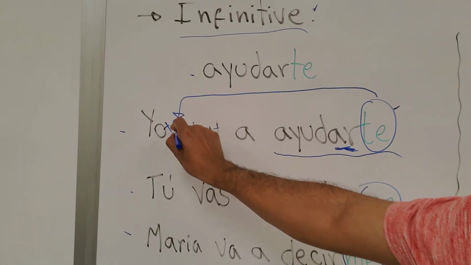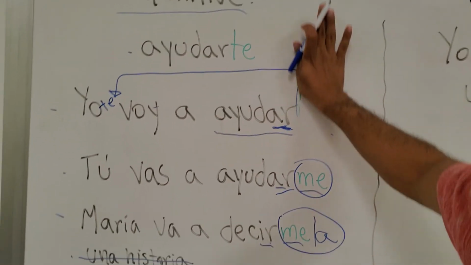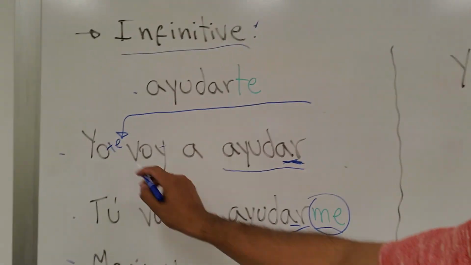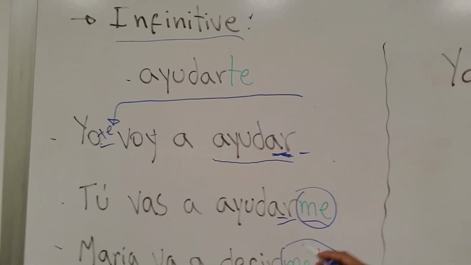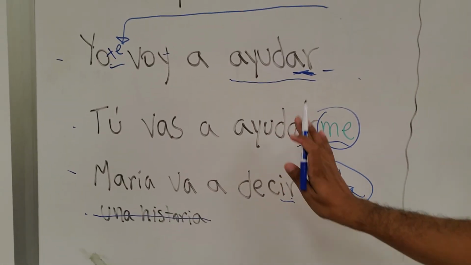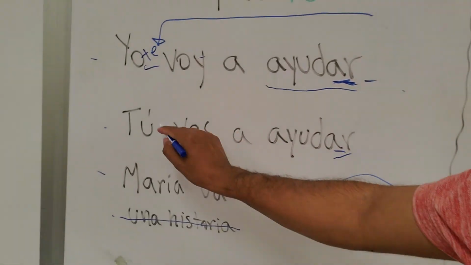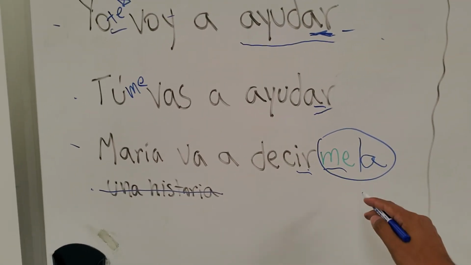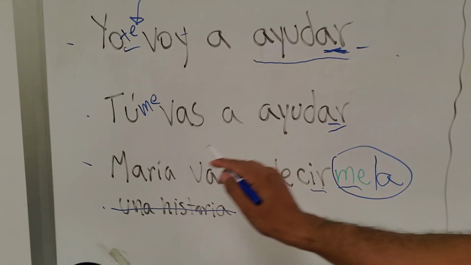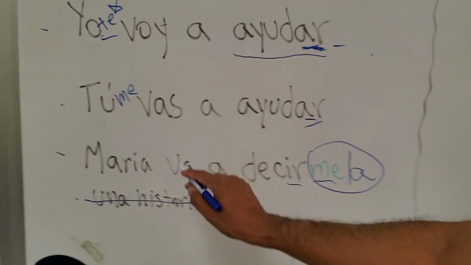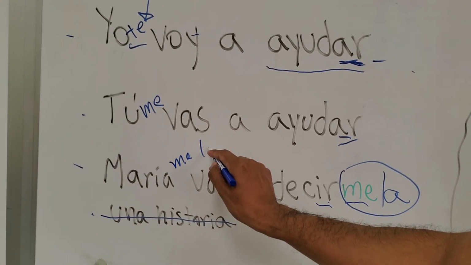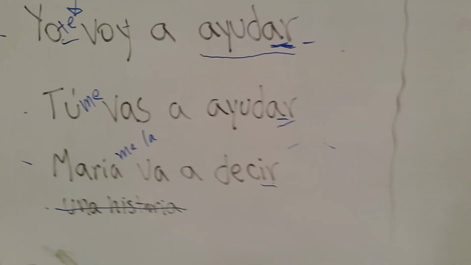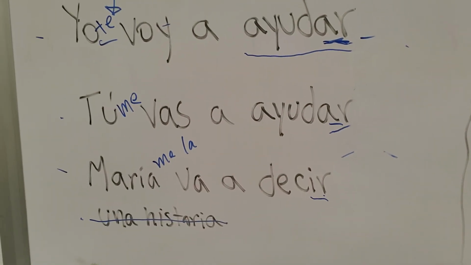I can put it here after the verb in infinitive, or I can put it here. Yo te voy a ayudar. And then I delete this part here. Yo te voy a ayudar. The meaning is the same. I can place the pronoun here or here. The same story for this example. Tú vas a ayudarme, or tú me vas a ayudar. Okay? And same story with these two pronouns here. María va a decírmela, or María me la va a decir. María me la va a decir. So we have those two options.